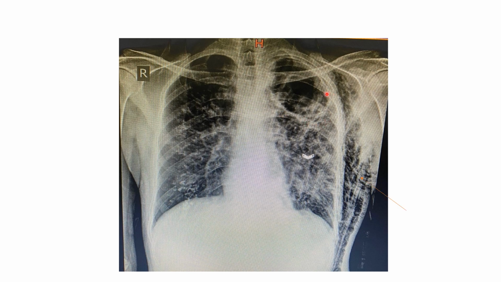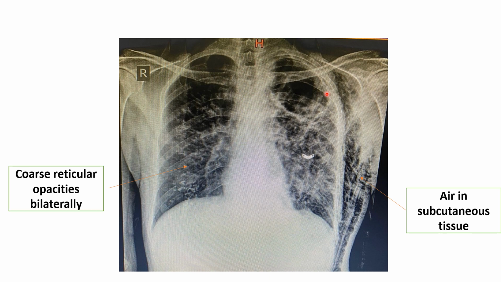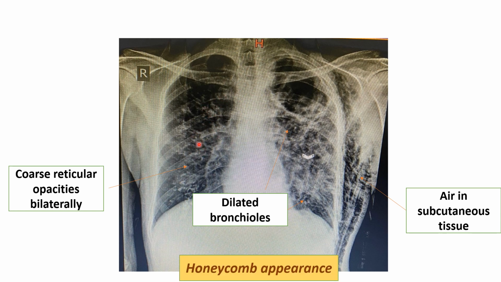So what are the changes in this lung field? One is air in the subcutaneous tissue, subcutaneous emphysema, and another is coarse reticular opacities present bilaterally and dilated bronchioles present in both lung fields. You can see dilated bronchioles throughout both the lung fields. These are visible, so we label it as a honeycomb appearance.